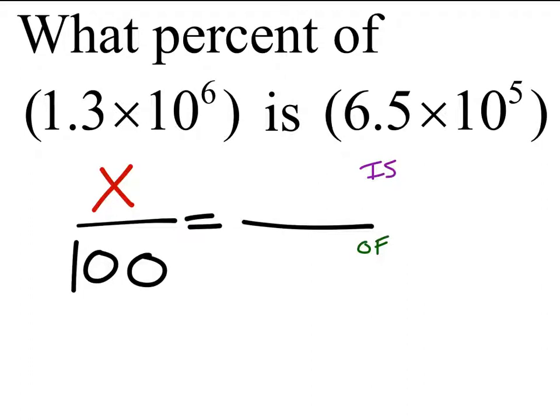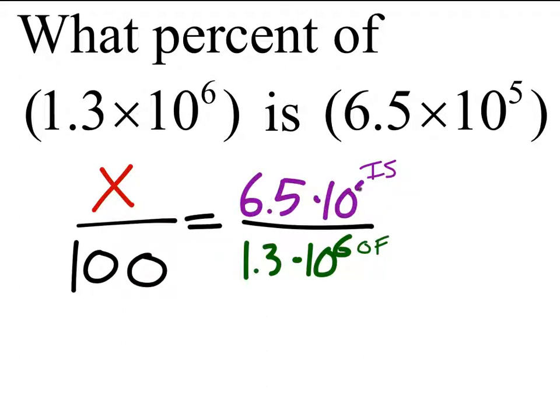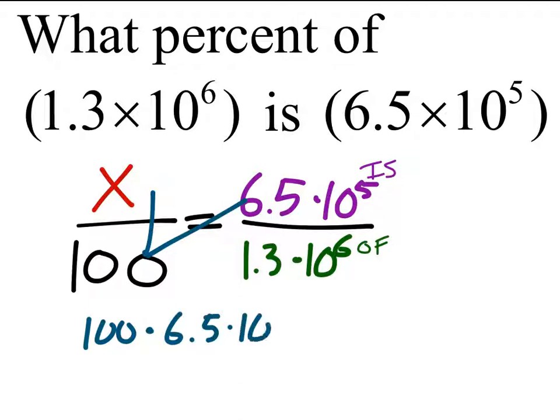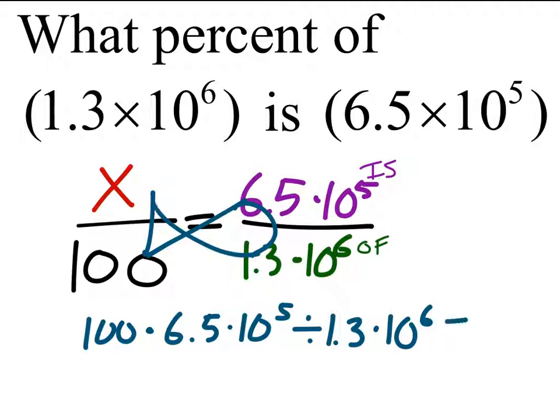And we can see that it says what percent of 1.3 times 10 to the 6th, so that's where that goes, times 10 to the 6th, is, and that's where the numerator is, 6.5 times 10 to the 5th. Is over of. Then to solve these, all I would use is fish method. So I'd go down to 100, come up to times 6.5 times 10 to the 5th, and then I would divide that by 1.3 times 10 to the 6th. And that's going to equal my x, which is the actual percent on this.